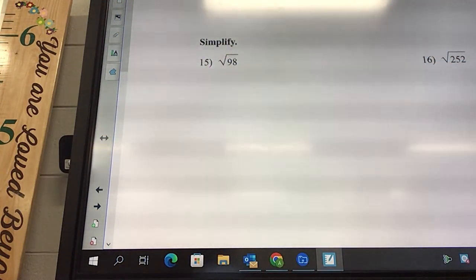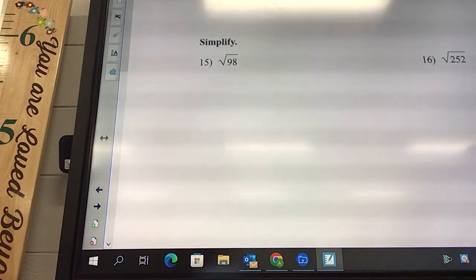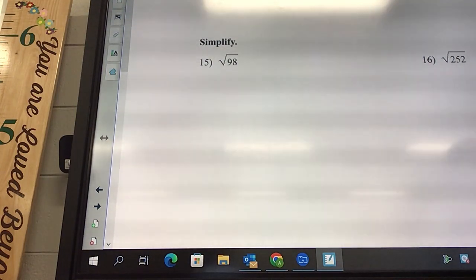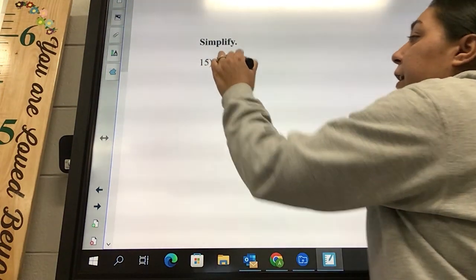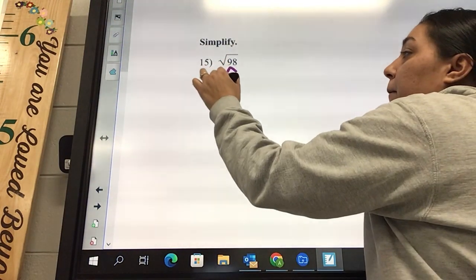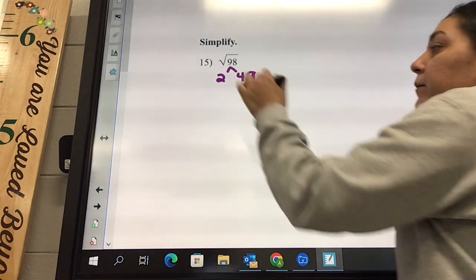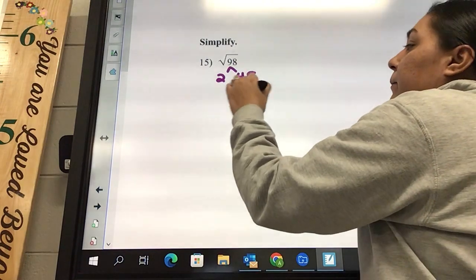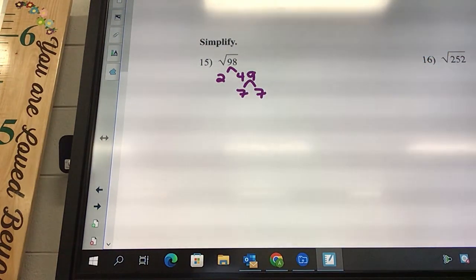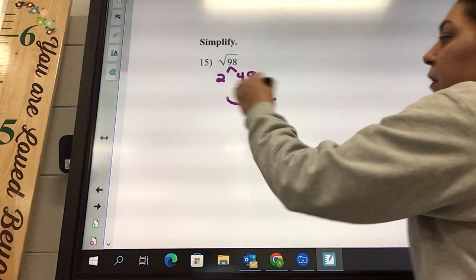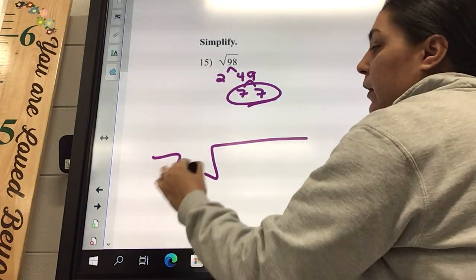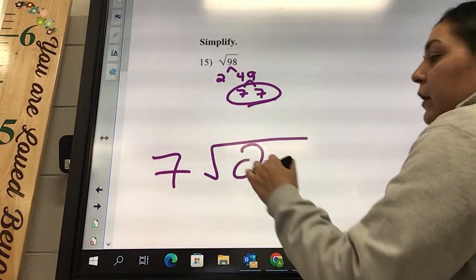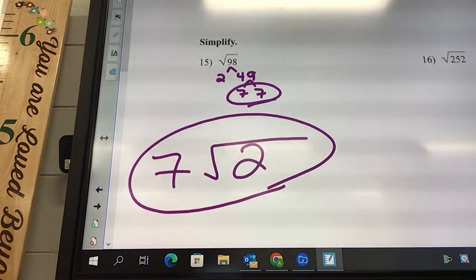Okay, 15, it wants us to simplify the radical. Because there's no number on the outside, what is it? 2. That is a legitimate square root. Okay, so what are some factors in 98? 2 and what? 49. 7 and 7. Okay, so because there's a 2 on the outside, we're going to take it in groups of 2. So who can go? The 7s. And where do they go? Outside. Who cannot go? The 2. Okay, so we have 7 square root of 2.